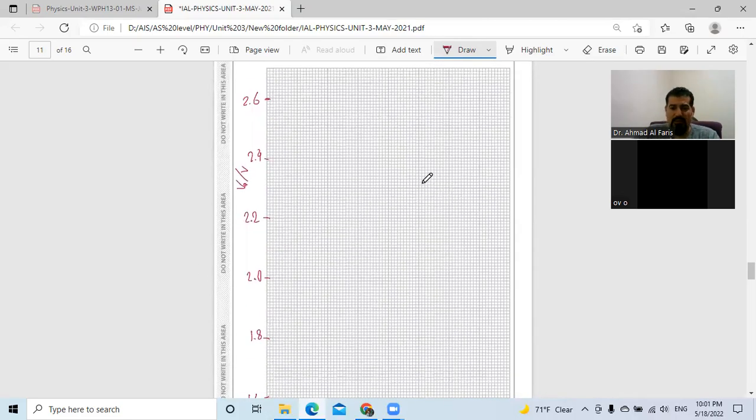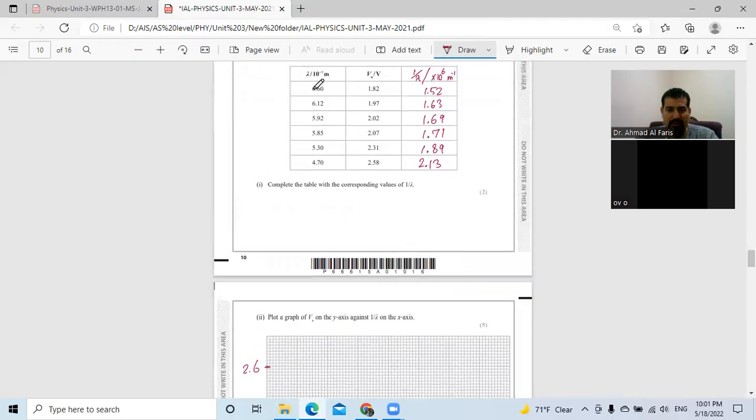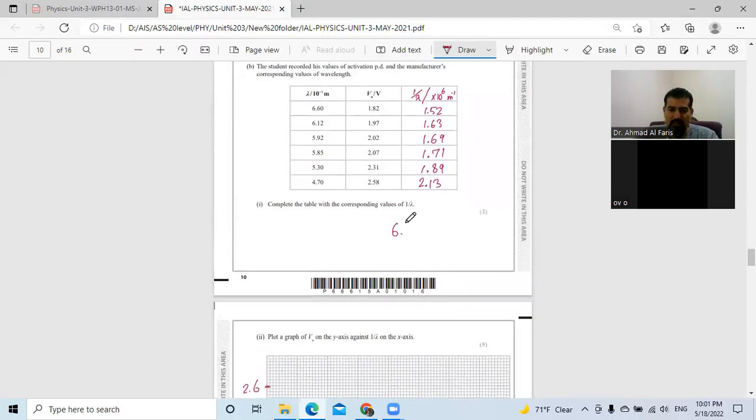Use your calculator. If I divide 1 by this value, 6.6 times 10 to the power of negative 7, how much is the answer? The answer will be 1.52 times 10 to the power of 6. Right, Ahmed? Okay.